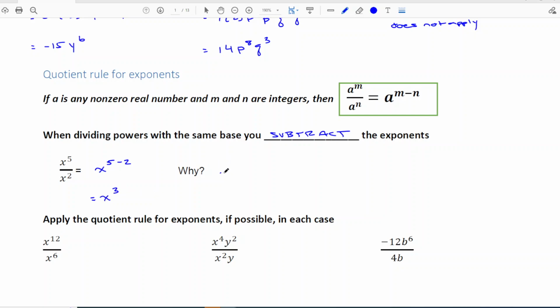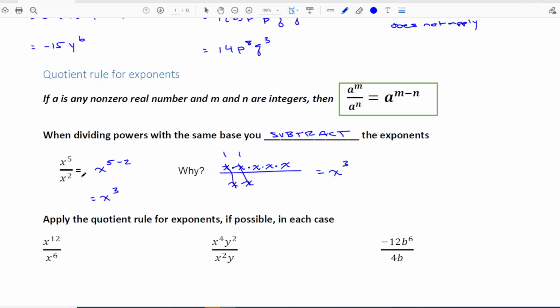And the reason why is that if I drew this out, x to the 5 is x times itself 5 times. And x squared is x times itself twice. And then you can do x divided by x is 1, x divided by x is 1, and I would be left with x cubed. So I always think of it as canceling out. These two x's are canceling out two of these x's to leave just 3 x's multiplying on the top.